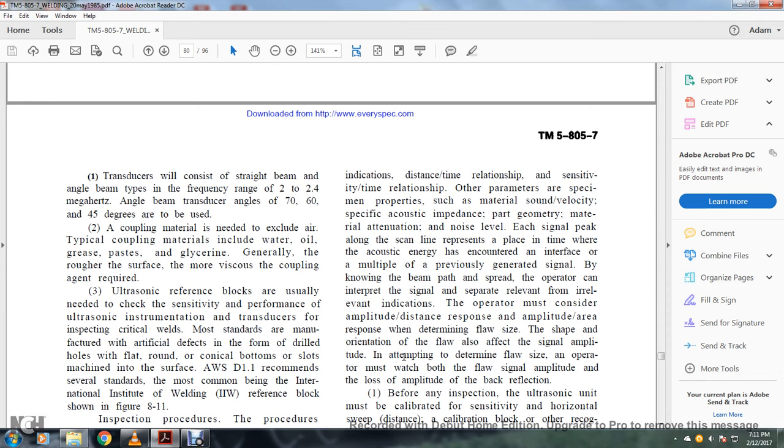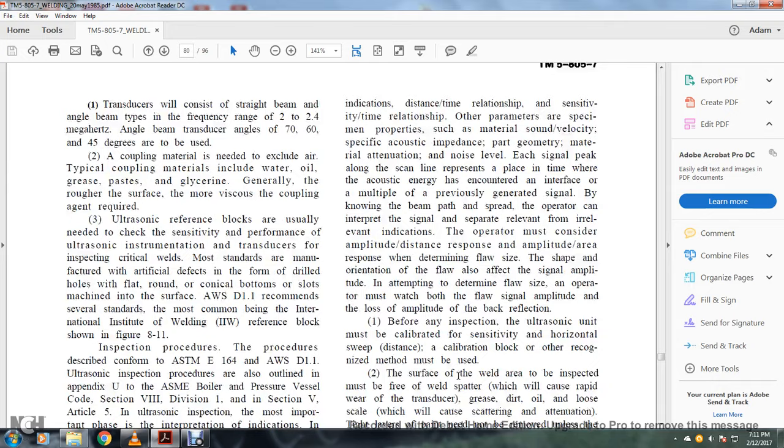In attempting to determine the flaw size, the operator must watch both the flaw signal amplitude and the loss of amplitude of the back reflection.